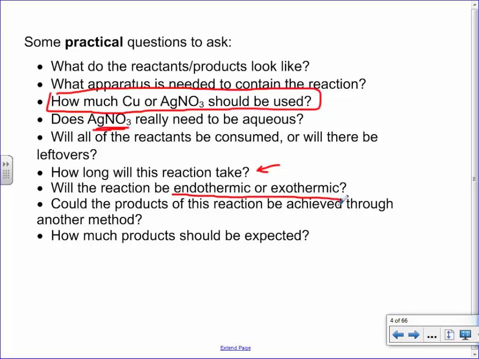Another thing this chemical reaction doesn't tell us. We know that all chemical reactions are either endothermic or exothermic. We have no information of that in that chemical equation.